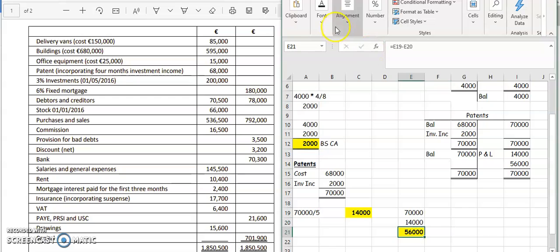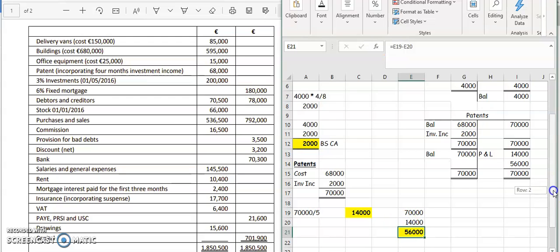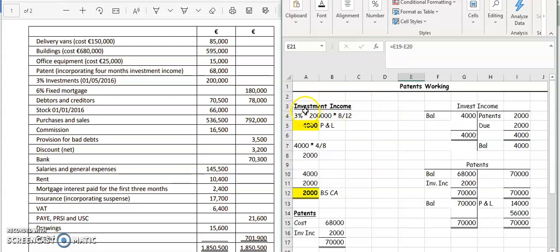So there's a couple of things to that adjustment. The first thing you need to do is find out how much is the investment income. From the question, we took 3%, multiplied by 200,000, and how long we had it for. So we had it for 8/12. So 4,000, that's the income we're going to receive for the year, so that goes into your profit and loss account. In that investment income, they've incorporated 4 months.